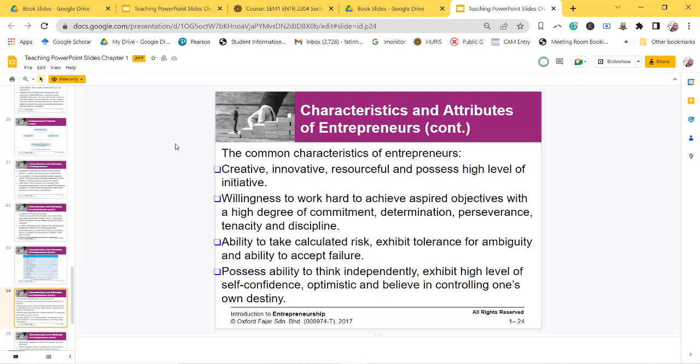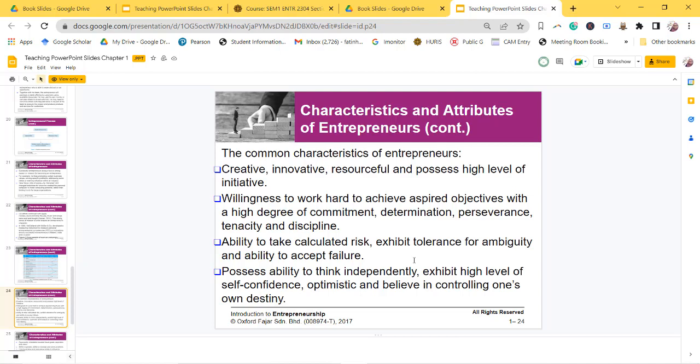Willing to work hard, okay, and ability to take calculated risks. Calculated risk means you really know what the facts are before you take that risk. Okay, do not take a decision without calculating your risk. Okay, exhibit tolerance and ability to accept failure.